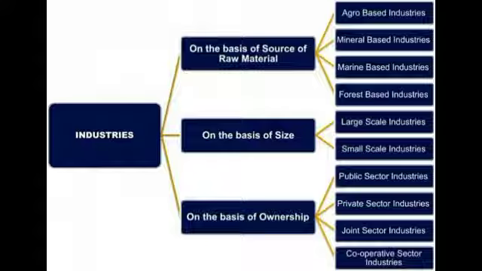So on the basis of size, there are three types of industries. What are they? Yes, we have cottage industries, small scale and large scale industries. And on the basis of raw materials, we have agro based industries, mineral based industries, pastoral based industries, marine based industries and forest based industries.